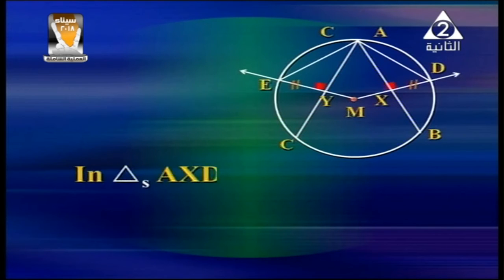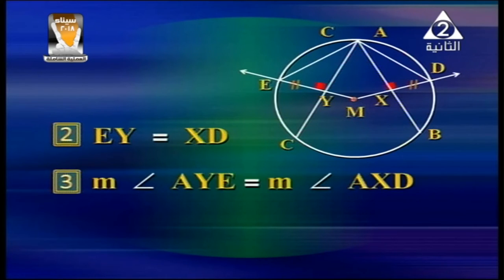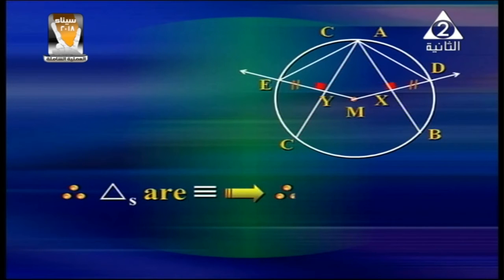So in triangles AXD and AYE, you have three conditions, which are AX equals AY, EY equals XD, measure angle AYE equals measure angle AXD equals 90 degrees. Therefore, the two triangles will be congruent. And from congruency, you are going to notice that AD equals AE.